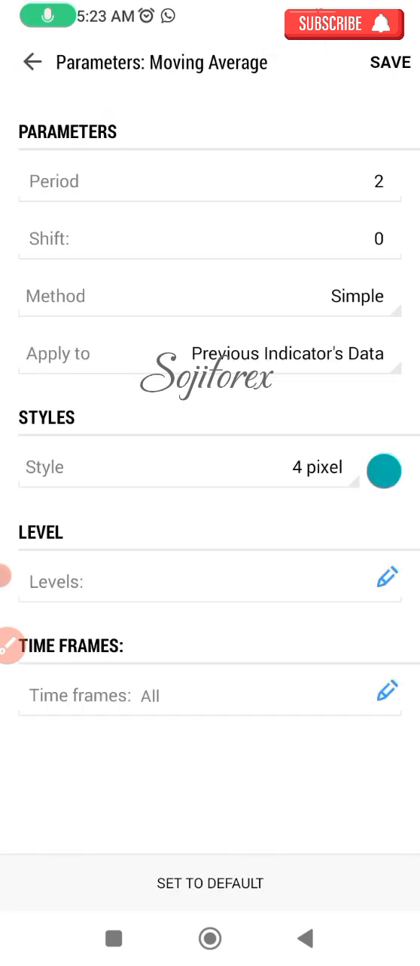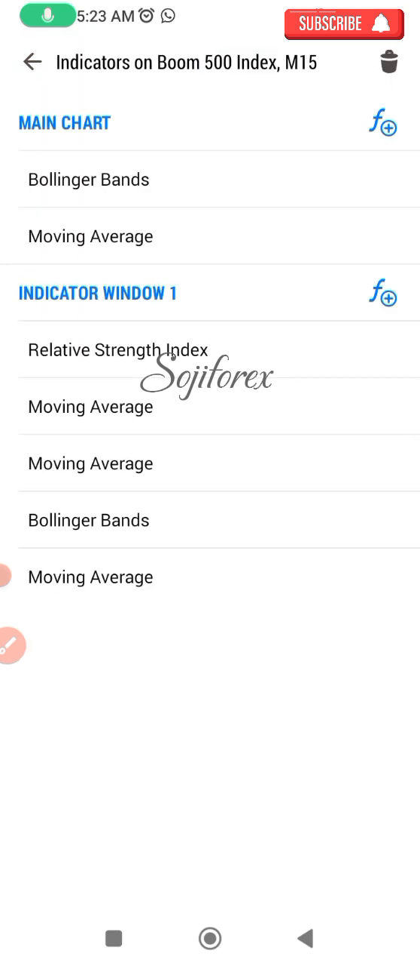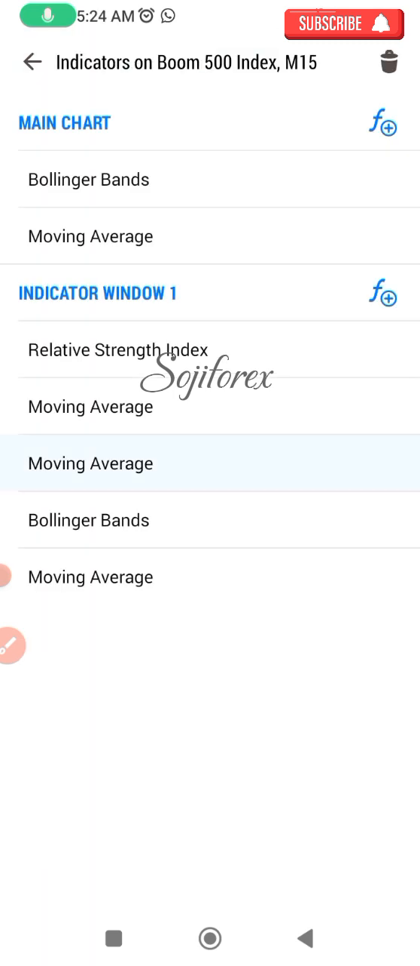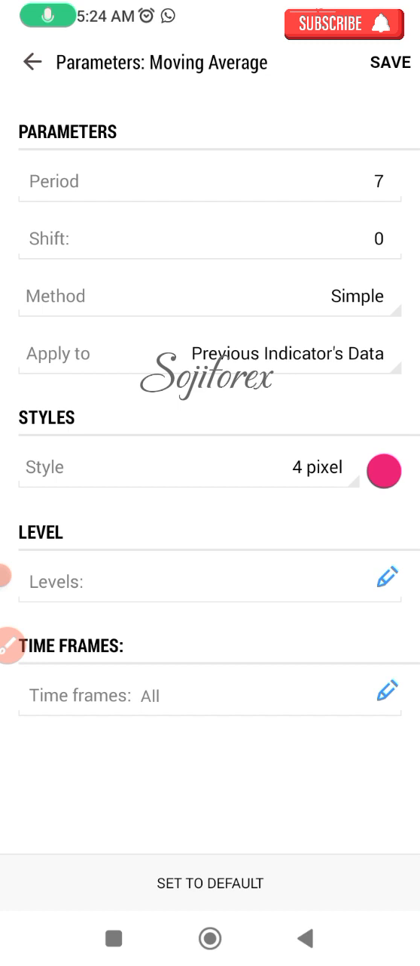Then we have a moving average period 2, shift 0. The method is simple. You apply to previous indicator data. The style is 4 pixel. Then I have this moving average. The period is 7. The shift is 0. The method is simple. The pixel is 4 pixel and the color is red. Then period 7, shift is 0, simple.